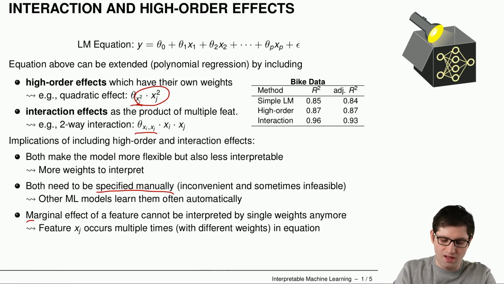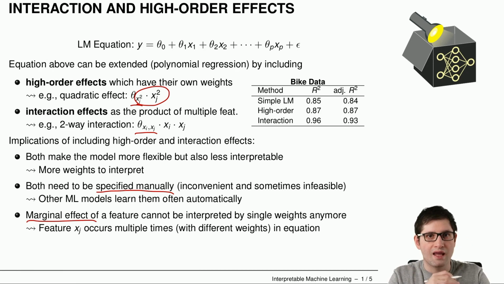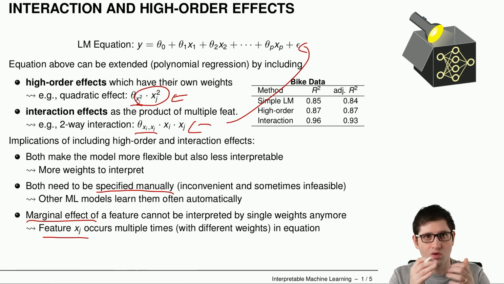So the marginal effect of a feature cannot be interpreted by the single weights anymore if we have this extension of the polynomial regression, because we now have multiple coefficients depending on how often this feature occurs within a higher order or interaction effect, right? So if we want to interpret the effect of that feature alone towards the target, we need to take into account all of these coefficients.